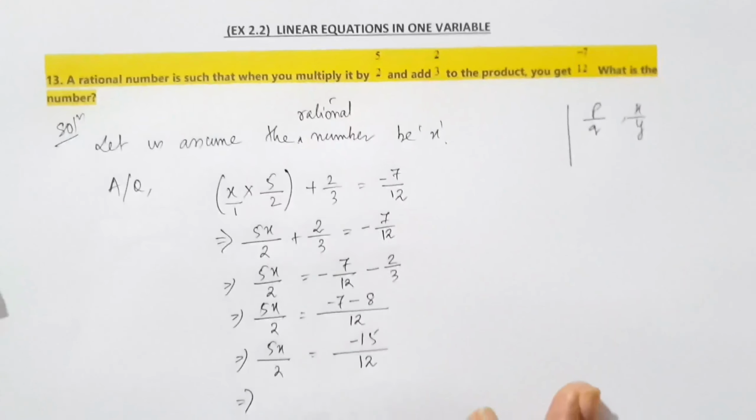Now in this step we'll do the cross multiplication, that is numerator into denominator and denominator into numerator. It means that 5x into 12 is equal to 2 into minus 15. So ultimately we get 60x is equal to 2 into minus 15. 2 15s are 30, sign will be minus. So x will become minus 30, and this 60 will come as a denominator. 30 2 times are 60. So ultimately we get the value of x is equal to minus half.